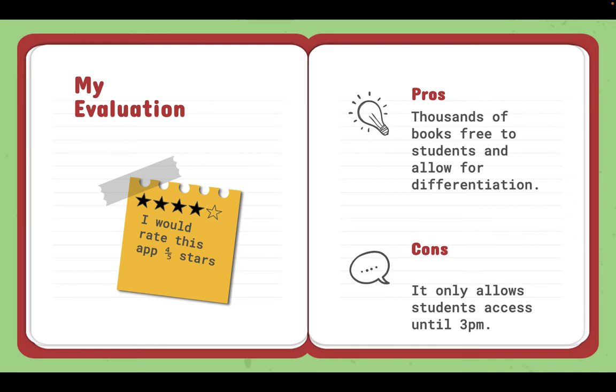Even though so many books are offered to these students, they can only be accessed until 3 p.m. So my issue is what happens with after school programs. I know my own school has an after school program that goes until 5. If I were to teach it, I would love to have access to some of those books that could help my students who are struggling a little bit, and allow for that differentiation piece. So again, my big con is that you can only access the books until 3 p.m.